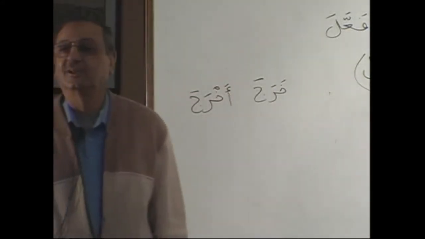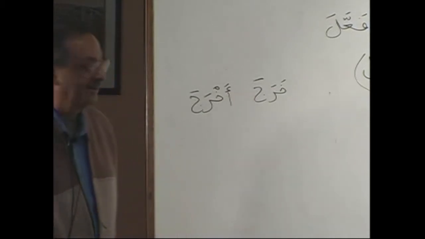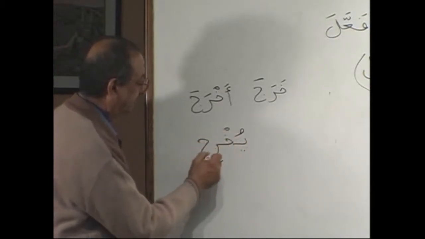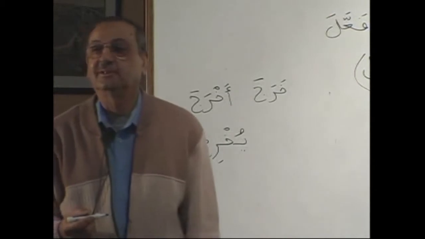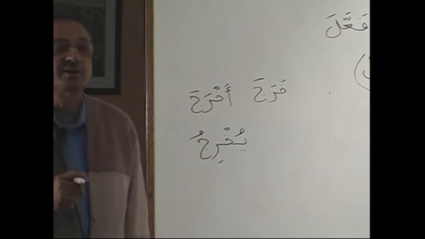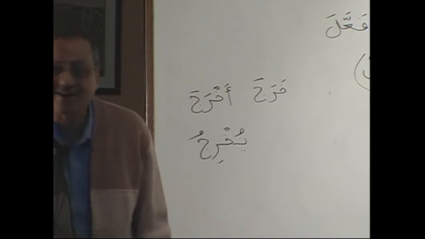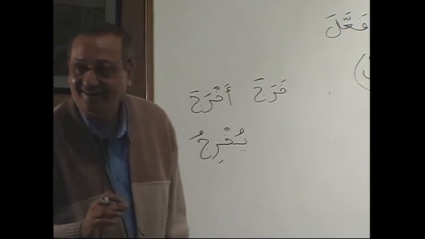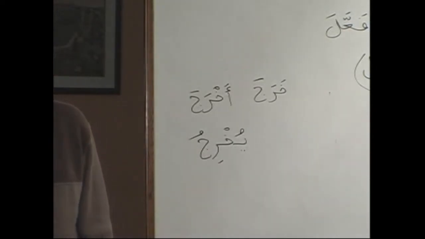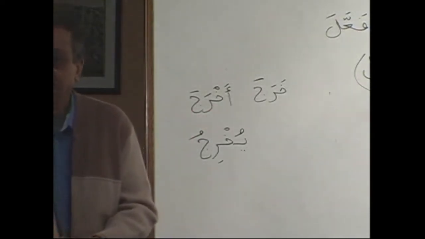Akhraja, brothers and sisters. Mudari', yukhriju. What is it? Yukhriju. Brothers and sisters, is it yukhriju? No. What is it? You akhriju. Oh, where is Tim Horton. Sitting at Tim Horton. Okay? Once you make amr, that thing comes back. Can you say akhraja, the madi?